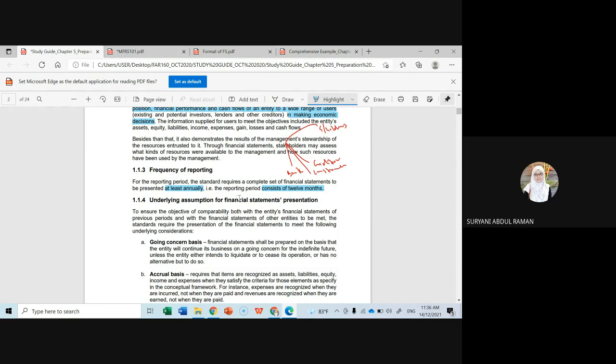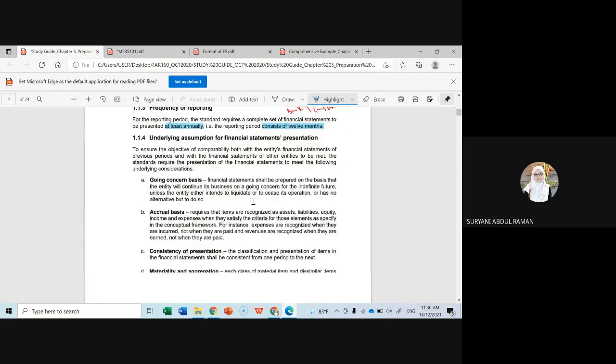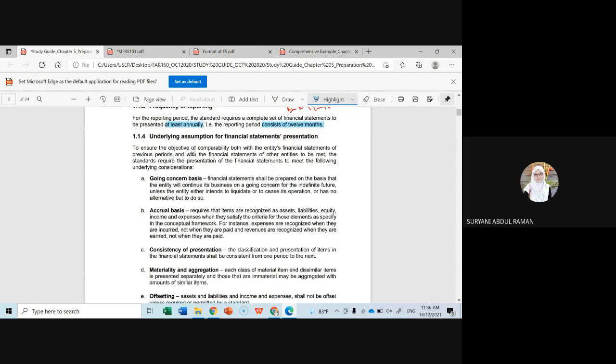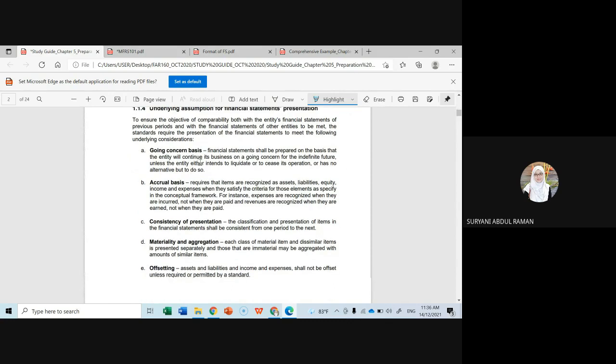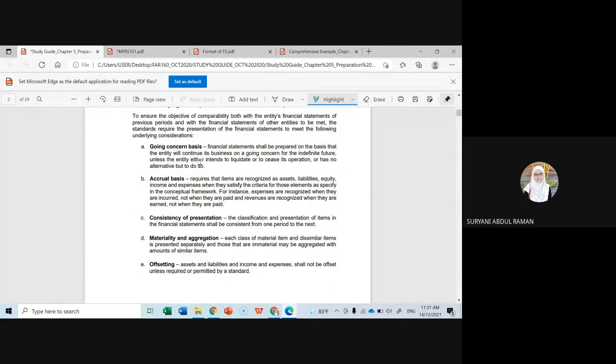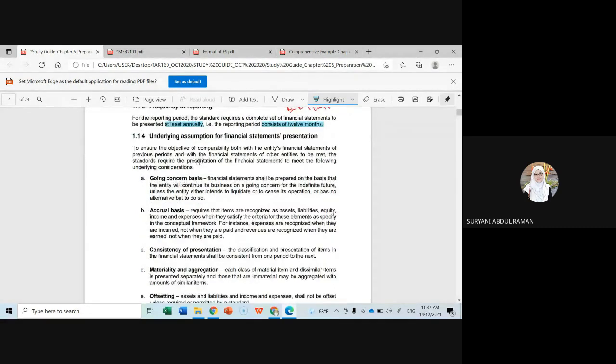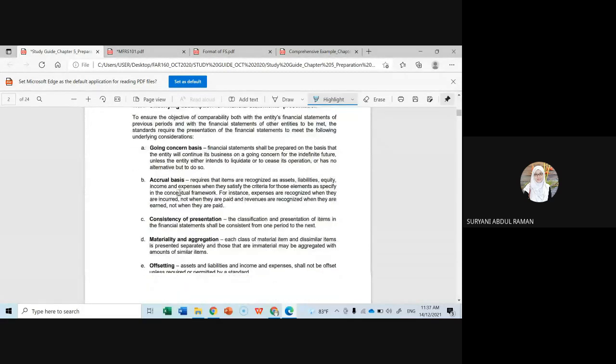Okay, so before we prepare the financial statement, make sure you understand well all of these underlying assumptions. I hope all of you still remember the accounting concepts that you learned in Part 1. Have you learned the accounting concepts in Part 1 class? Do you still remember going concern? Yes, concept, madam. Very good. So we are still applying all those concepts in preparing the financial statements of companies. The going concern concept, the accrual concept.